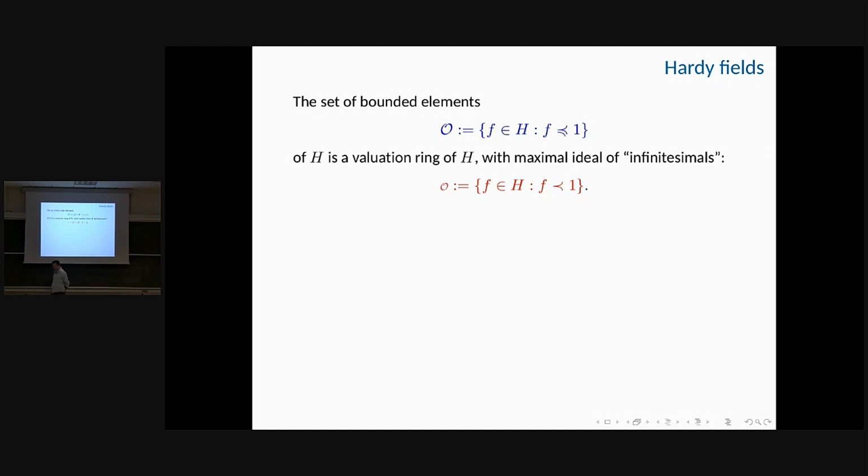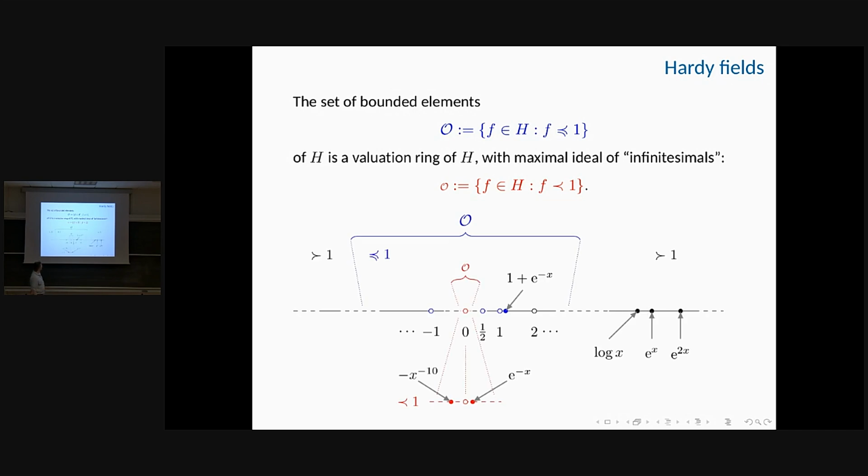And this is a certain type of subring which has only one maximal ideal. And these are exactly those elements in the Hardy field which are strictly dominated by 1. So this means they go to 0. Okay, so I kind of think of them as infinitesimal because the limit is 0.